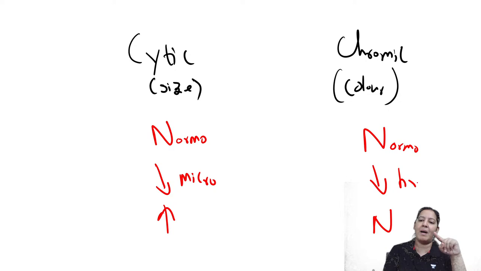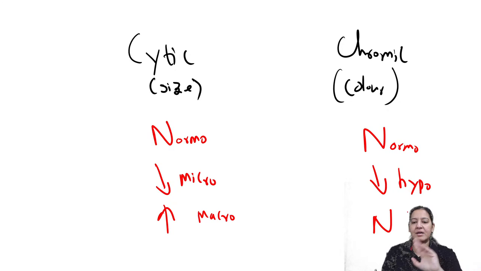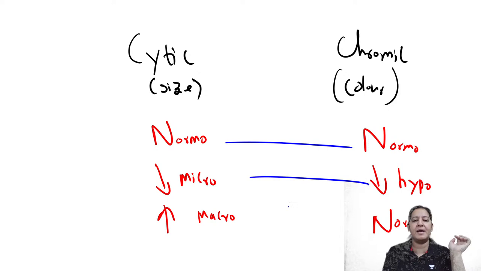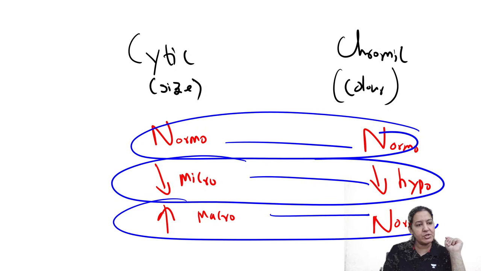So microcytic, hypochromic, micro-hypo. The third, the size is more. It is macrocytic, but color is never more. So it will remain normo only. So see, the three types of anemias are in front of you. Normocytic, normochromic, microcytic, hypochromic, macrocytic, normochromic. First, everyone give me a thumbs up if you got it.